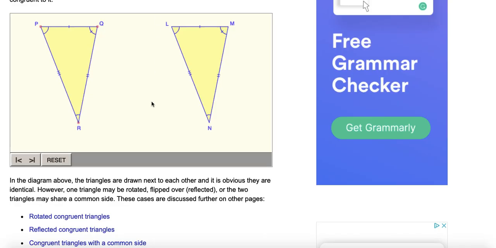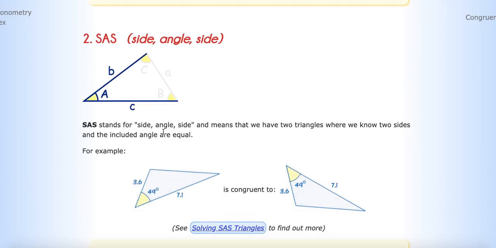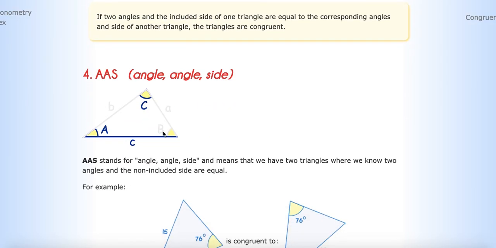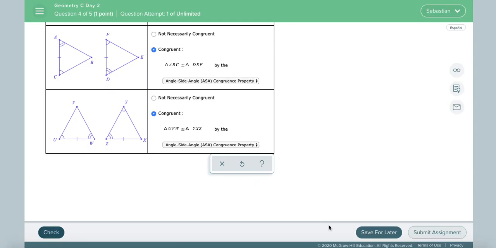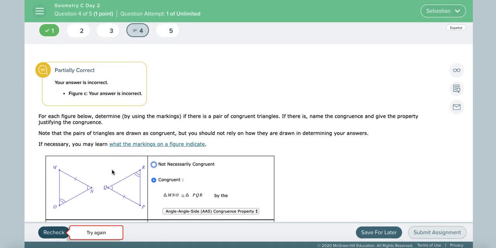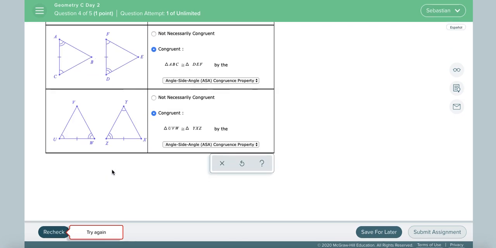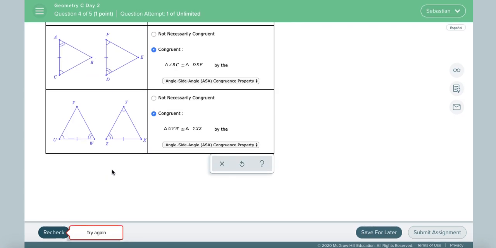So check out this link. I think it's really, really useful for you to see the four congruence properties, okay? So I'm going to check it. Tell me it's good. Tell me it's good. What? I made a mistake. Figure C, your answer is incorrect. Oh my goodness. Figure C. Where did I make a mistake? Oh my goodness, guys. I messed up. Look at this. They tricked me up. This is an ASA, but this one's an SAA. They're not congruent. Shame on me.